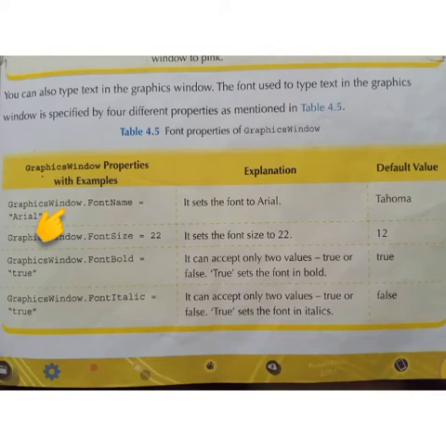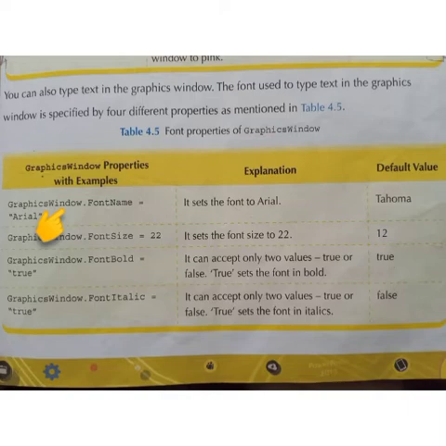Look at this table. The first one, graphicswindow.FontName is equal to Arial. I have given Arial here, but there are a lot of font names, so whatever your favorite font name is, you can write it here. Here, I have chosen Arial. So the explanation of this property is that it sets the font to Arial.